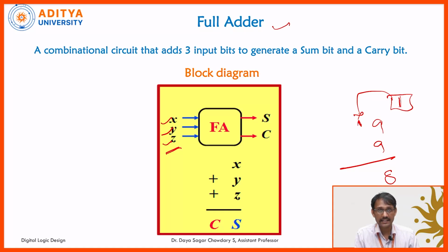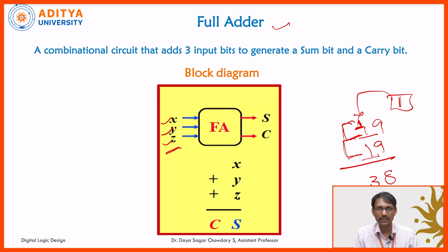So if a carry is there, definitely the inputs are 3. So if it is 19 plus 19, definitely this is the first input, this is the second input, and the carry is the third input. That is why a full adder contains 3 inputs. Directly we can add these: 1 plus 1 is 2, 1 plus 1 is 2, so 2 plus 1 is 3. So finally the output is 38. That means 19 plus 19 is 38.